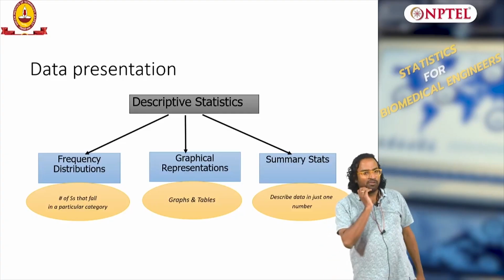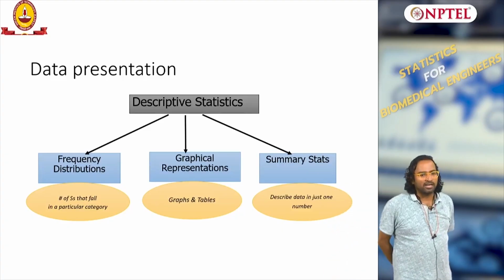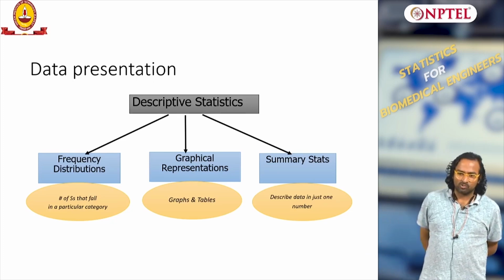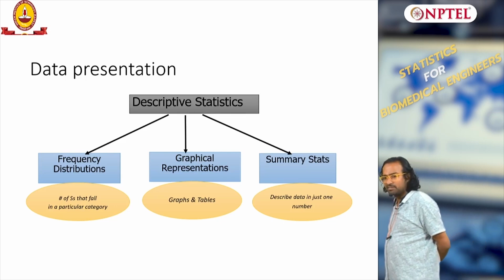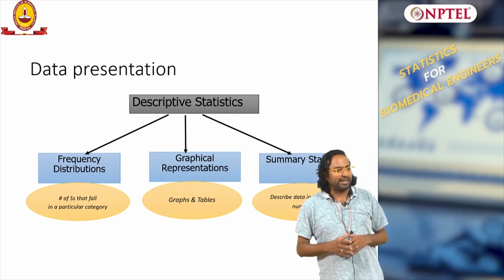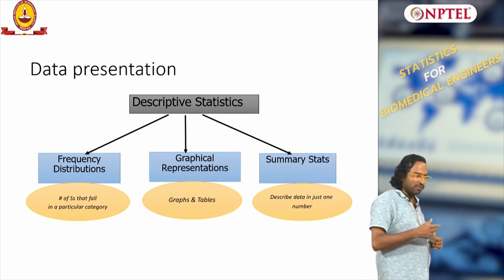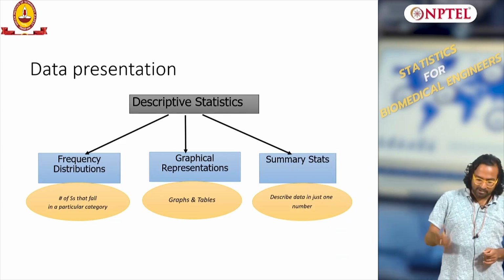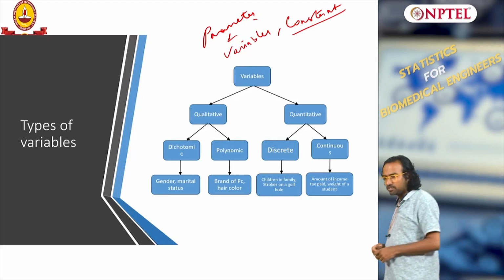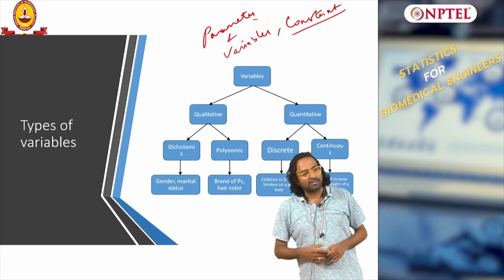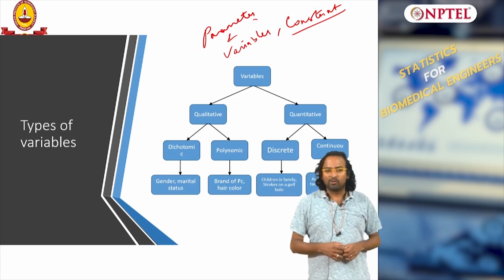So, now we will delve deeper into what I call descriptive statistics. So far we have looked at only the basics: what the kinds of statistics are, what data is, and the types of data. When you talk about variables, typically variables are of interest to us, because that is the one we will want to model.